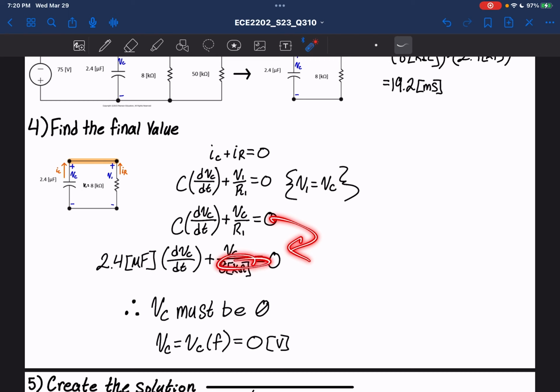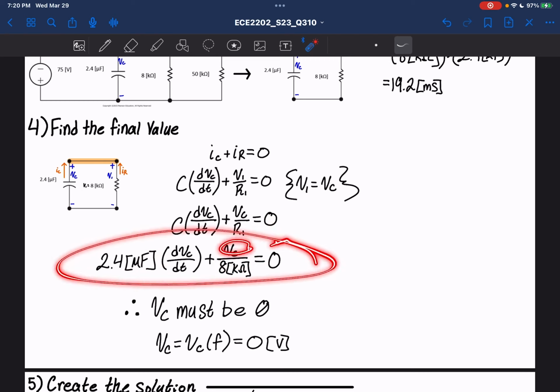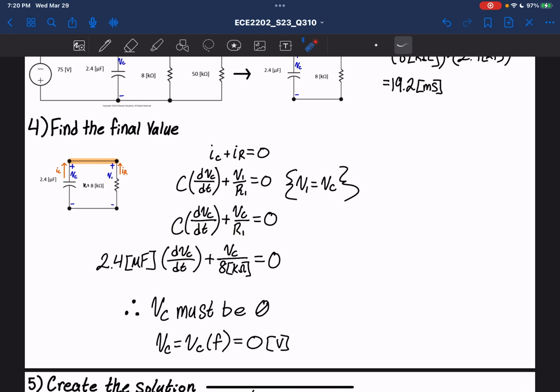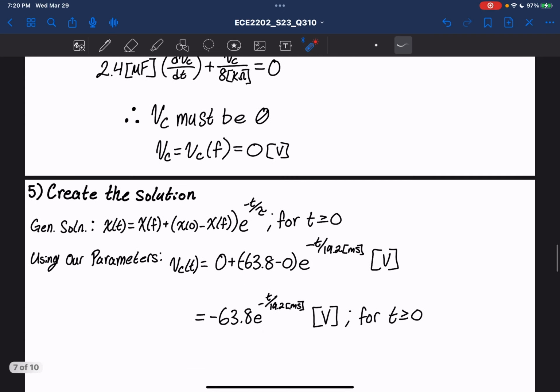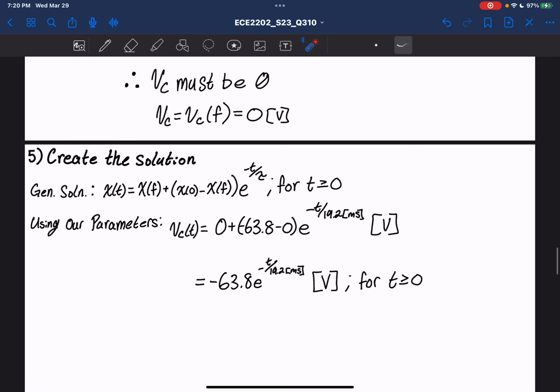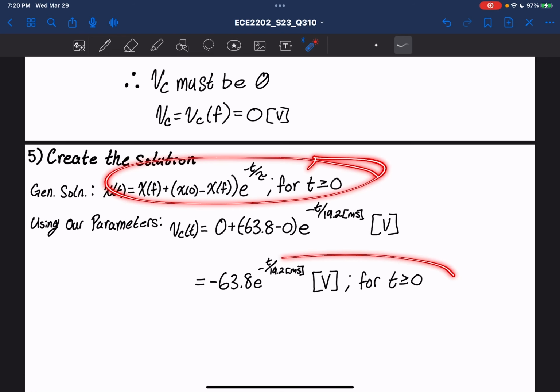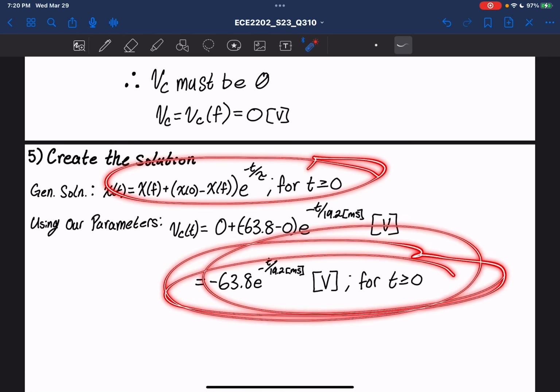And from here to here, all we did was plug in our known values. But for this equation right here to be true, VC has to equal 0 because the other values are actual values. Therefore, we're going to use this as our final value. So our capacitive voltage final is going to be 0 volts. Right now, with all these parameters, we just got to plug them into our general format, and that's going to be this equation right here.